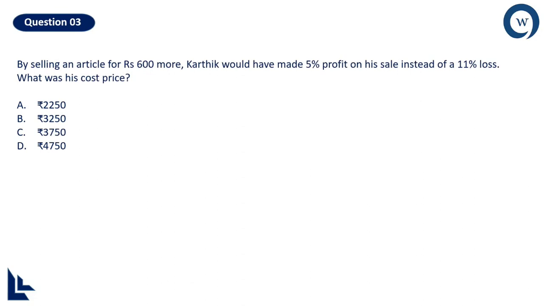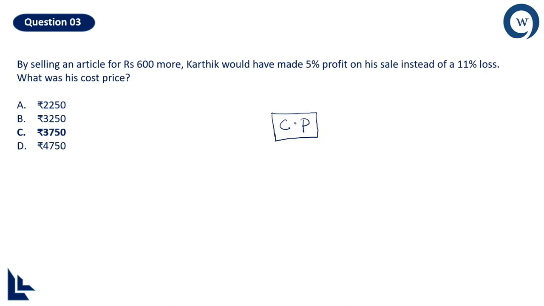By selling an article for rupees 600 more, Karthik would have made a 5% profit on his sale instead of an 11% loss. What was his cost price? Now, before we move on to the explanation of problem number 3, we'll see what is the right answer to this problem, which is 3750. And to solve this kind of problem, you should have a clear idea what exactly a cost price is. See, cost price means the amount at which the item is purchased.